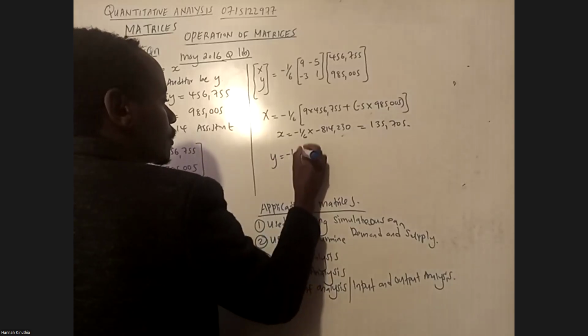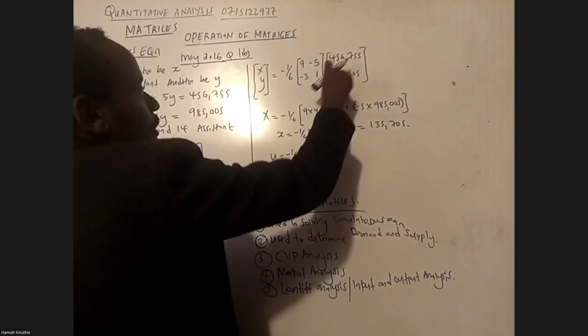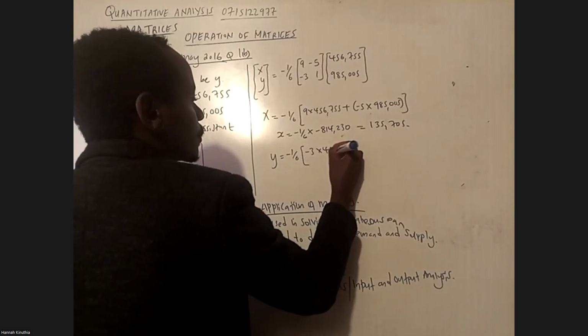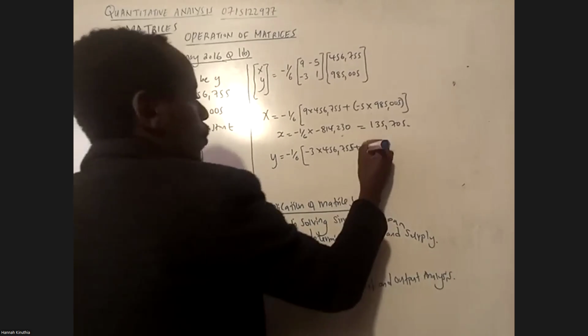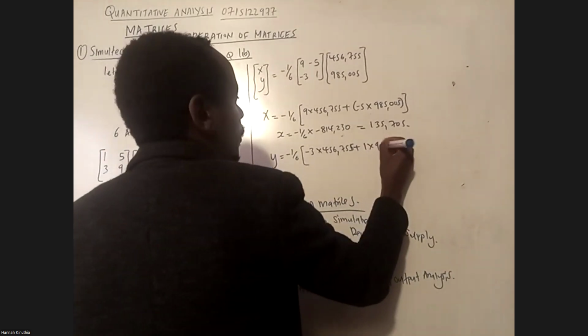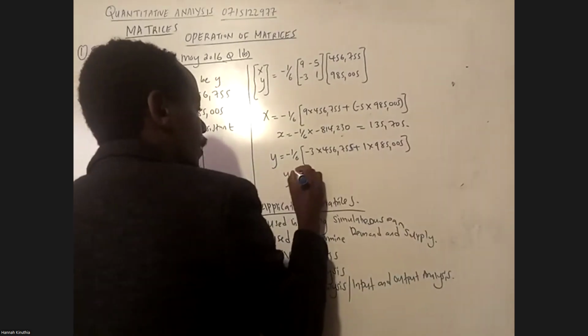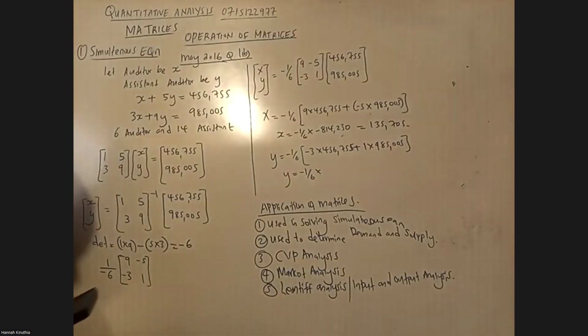Minus 1 over 6. So itakuwa ni minus 3 times 456,755 plus 1 times 985,005. So what will be the value of y? Minus 1 over 6 times. Itakuwa ni minus 3, negative 385,260.